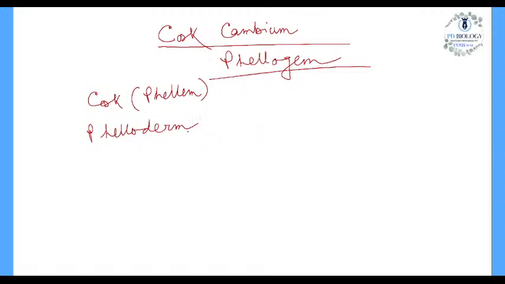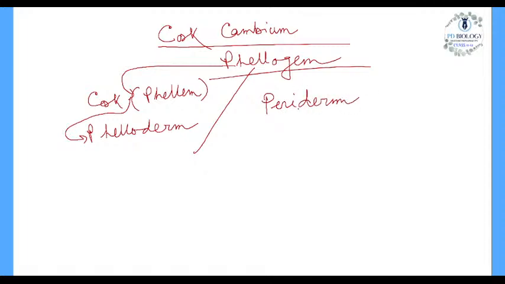So phellogen, phellem and phelloderm, these three components are collectively called periderm. Remember this one. Phellogen, phellem and phelloderm are collectively called the periderm.